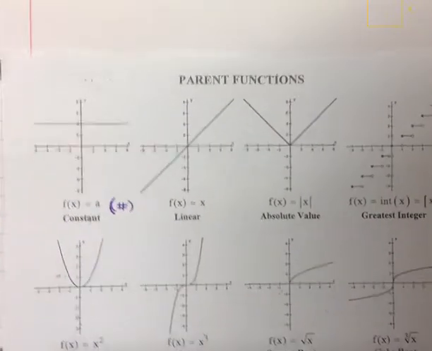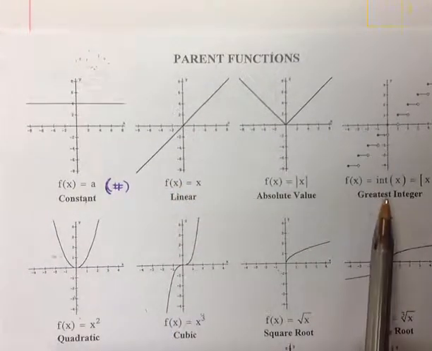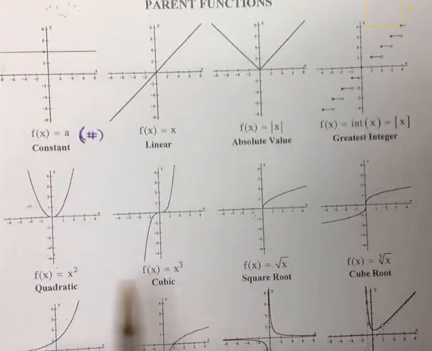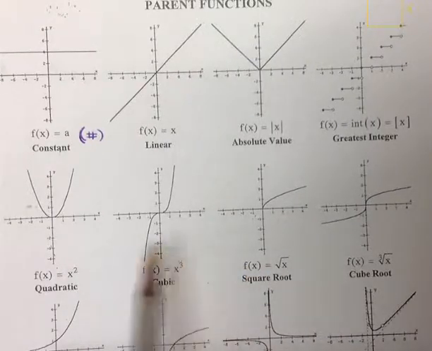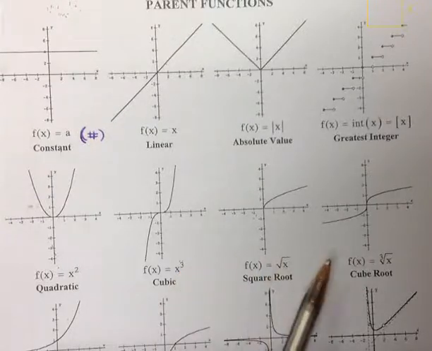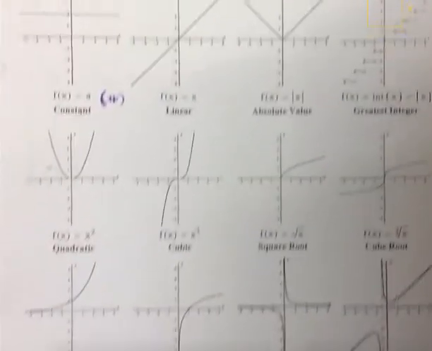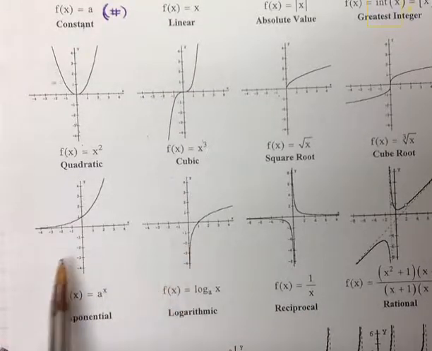The other one that you might have another name for, so we have linear, absolute value, the greatest integer, quadratic, cubic, square root, and cube root. And please remember that quadratics and square roots are inverses of each other, and cubics and cube roots are inverses of each other. You also have exponential and logarithmic, which are also inverses of each other.